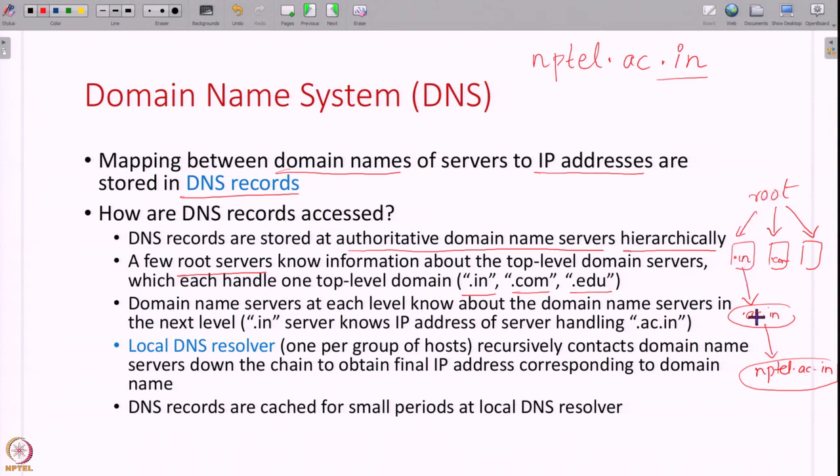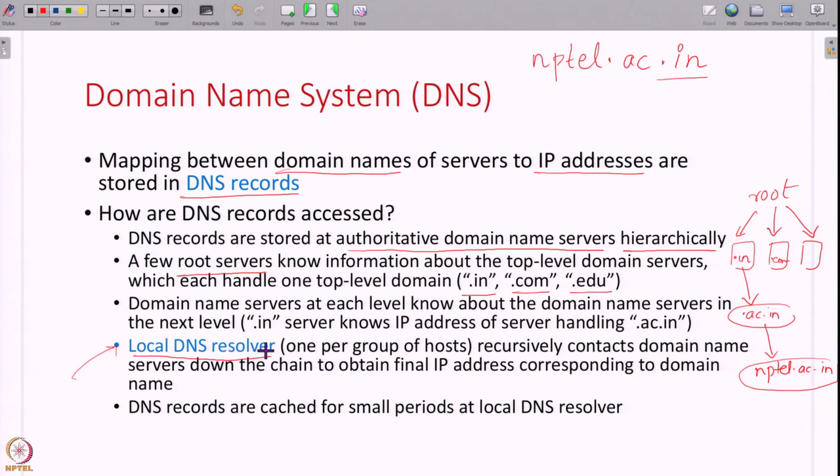And who is doing all this traversal? There are special pieces of software called DNS resolvers. So, in every organization, every group of hosts together, they will set up a DNS resolver, and this DNS resolver will do all this work for you. So, in your network, if you are accessing nptel.ac.in, then you will first talk to your DNS resolver, and then this DNS resolver will talk to the root server, top level domain servers, everybody else. It will talk to the ac.in server, then it will find out the IP address of nptel.ac.in, and then that IP address it will return to you.